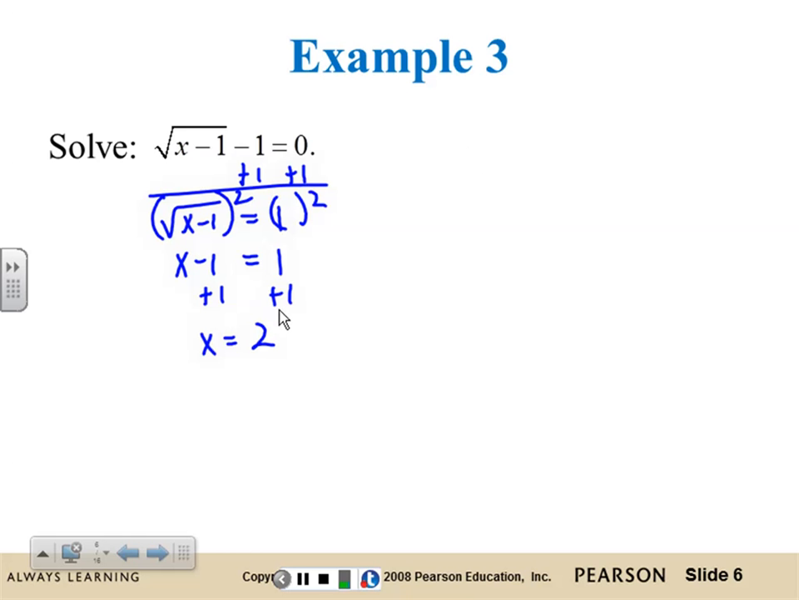And if I plug 2 back into here to check the solution, I'm going to have 2 minus 1, which is going to be 1. Square root of 1 is 1, and then 1 minus 1 is giving you 0, so x equals 2.